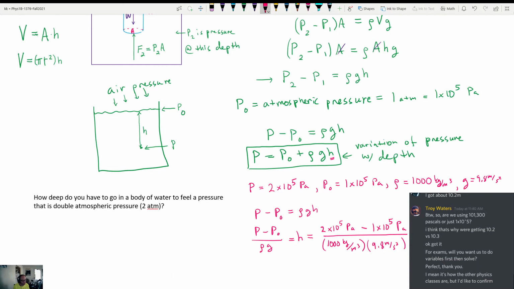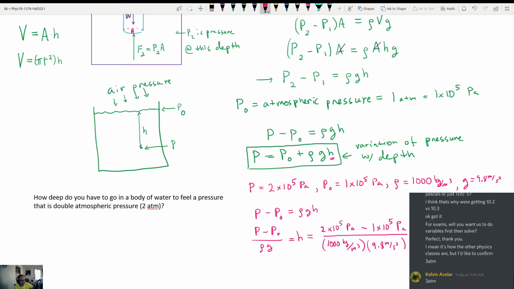So if I go to 20 meters, what would the pressure be? 3 atmospheres, right? Exactly. And if I go to 30, it's going to be 4 atmospheres. If I go to 40, it's going to be 5 atmospheres. It starts to get really high pressure really fast. Okay. Now, there's a couple other things I want to say before we do another problem here.